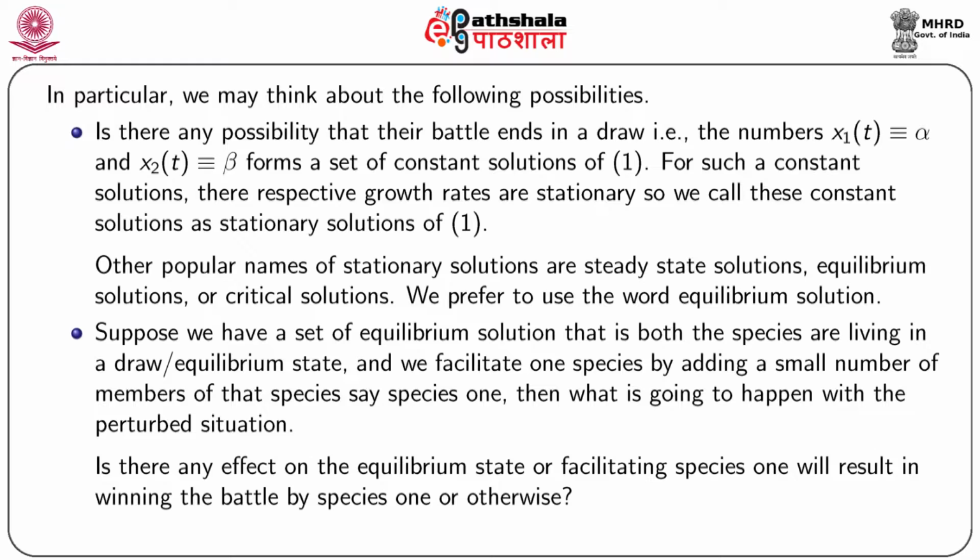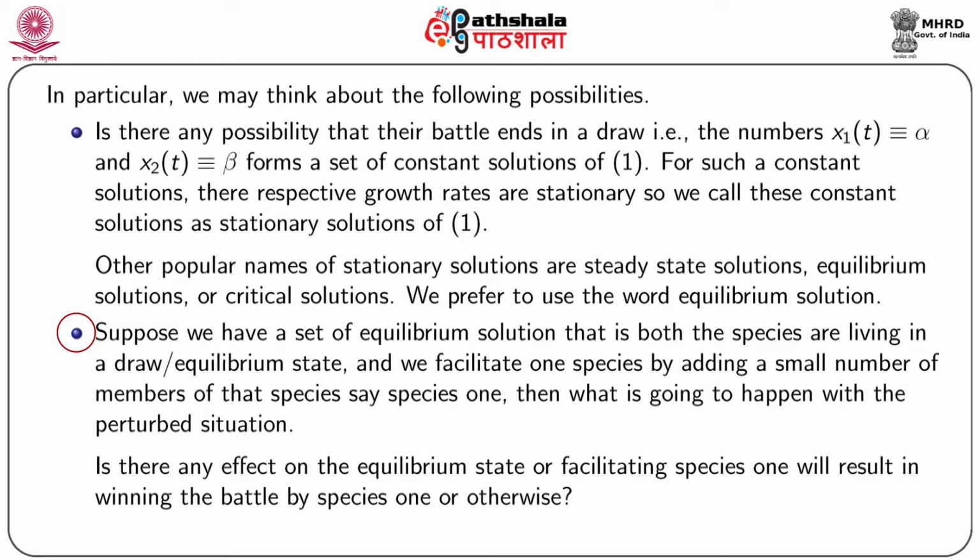In particular, we may think about the following possibilities. Is there any possibility that their competition ends in a draw? That is, the numbers x1(t) equal to alpha and x2(t) equal to beta form a set of constant solutions of equation 1. For such a constant solution, their respective growth rates are stationary, so we call these constant solutions stationary solutions of equation 1. Other popular names of stationary solution are steady state solution, equilibrium solution, or critical solutions. Throughout this lecture, we will use any one of them in our study.